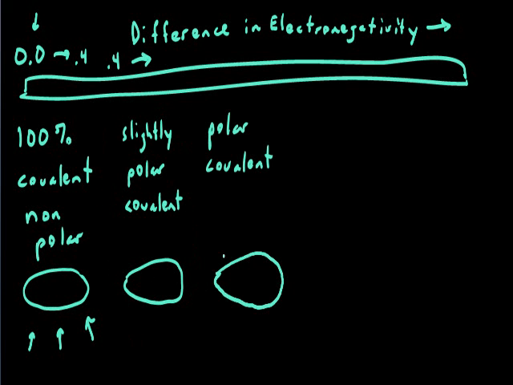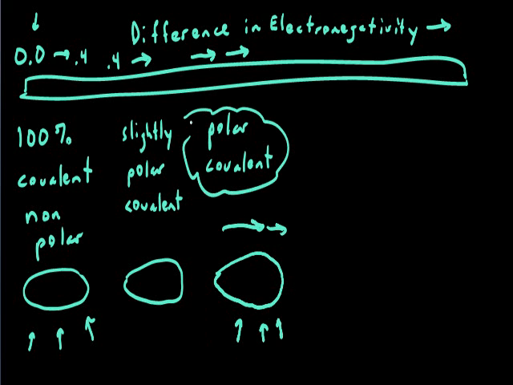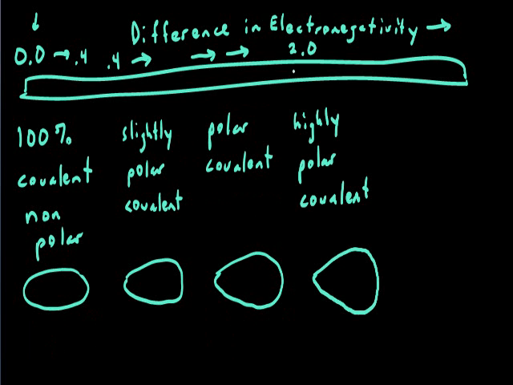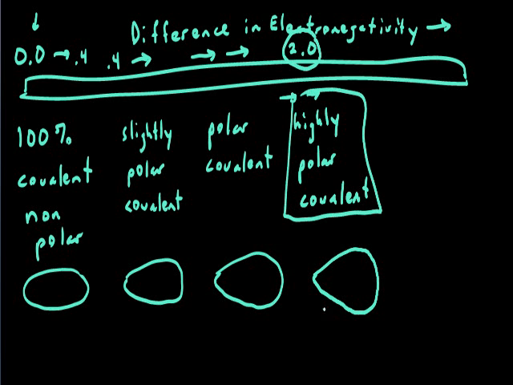As the difference in electronegativity between bonding atoms continues to increase, the distribution of the bonding pair of electrons in the electron cloud becomes less even. As the distribution gets more and more skewed and the cloud less and less symmetrical, the bond becomes more and more polar covalent. As the sharing continues to become less and less equal, up to a difference of about 2.0 between electronegativities of bonding atoms, we get what we would say is a highly polar covalent bond, and the electron cloud becomes more and more skewed.